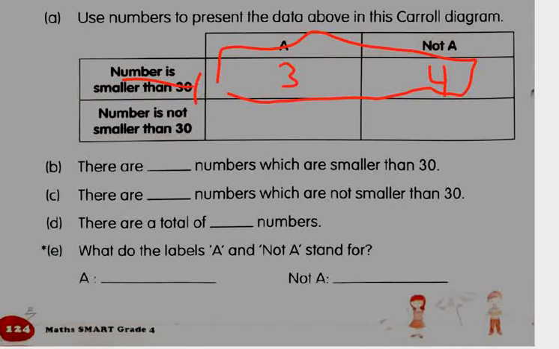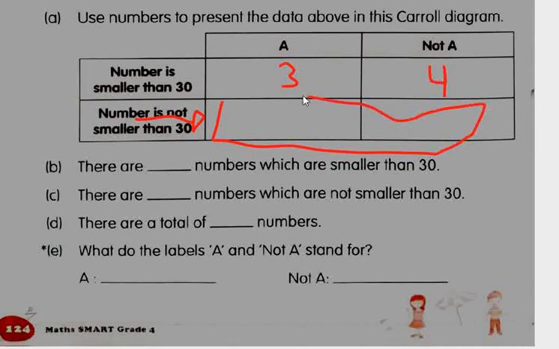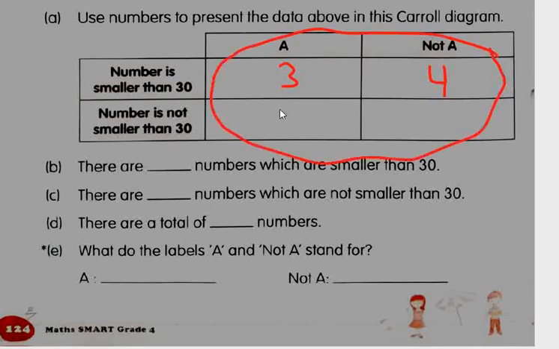Okay. And then question C is also the same. It refers to the second row, and add the numbers that are in the second row. Then question D, what is the total? Then you make the total, add all of the numbers here. Question E, what do the labels A and not A stand for?